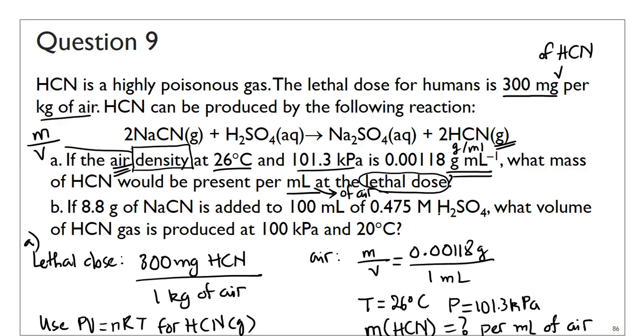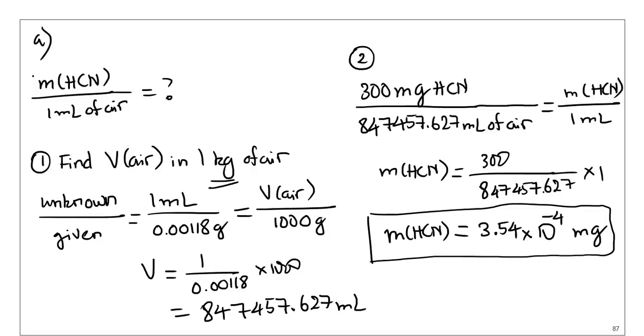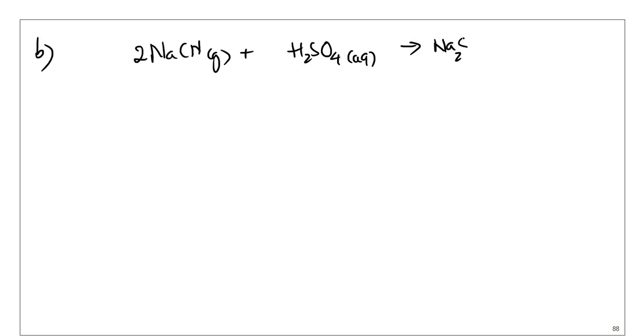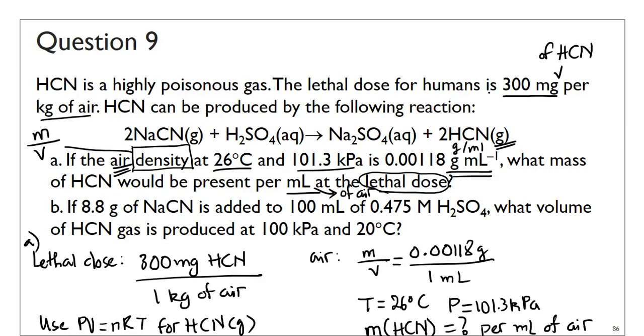This is a very, well, I wouldn't say classic, but it's not too difficult of a question. So we're just going to rewrite the equation, I think. So 2NaCN, which is a solid, plus H2SO4, aqueous. So you get Na2SO4 and 2HCN. Put 2 here. This is gas, this is aq. Right, I think 8.8 grams.